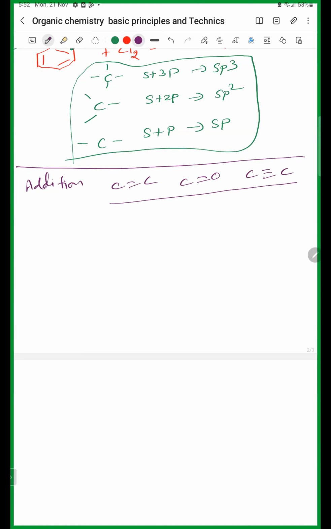So here what will happen? Unsaturated becomes saturated. If it has a triple bond, it becomes a double bond, then the double bond becomes a single bond. Otherwise, sp can be converted to sp2, and sp2 can be converted to sp3. So during the addition reaction, hybridization can change.